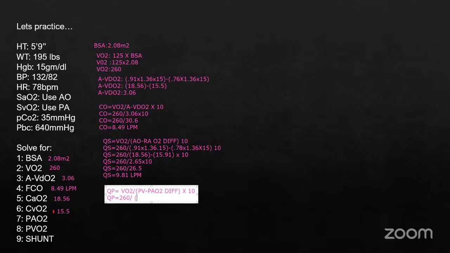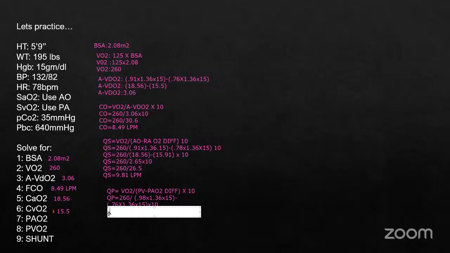So for PV, we have already determined that if I don't have PV, I can use LA, because at the end of the day it is the blood that comes straight from the lungs through the PV. So I have 98%, right? So it's 0.98 times, again, 1.36 times 15, close the parentheses, minus, because we're looking at a difference, your PA is 76%, 0.76 times 1.36 times 15, and this will be all that times 10. And maybe I should have done a bracket over there, but let me resolve again here.